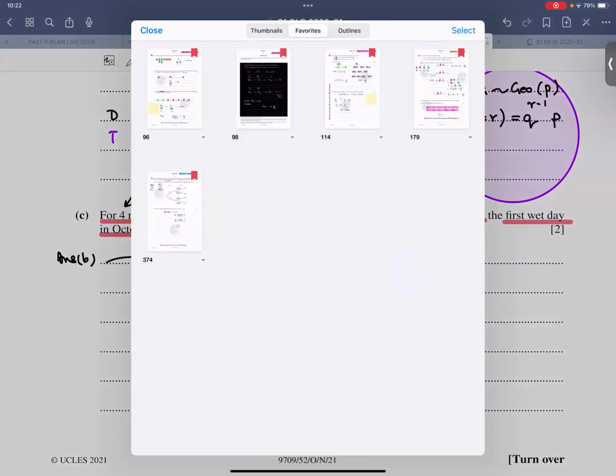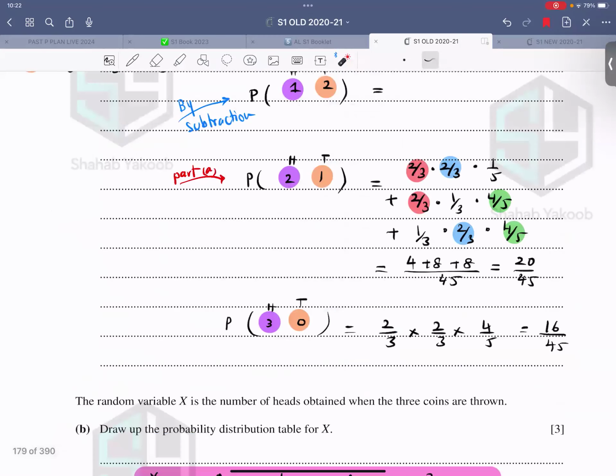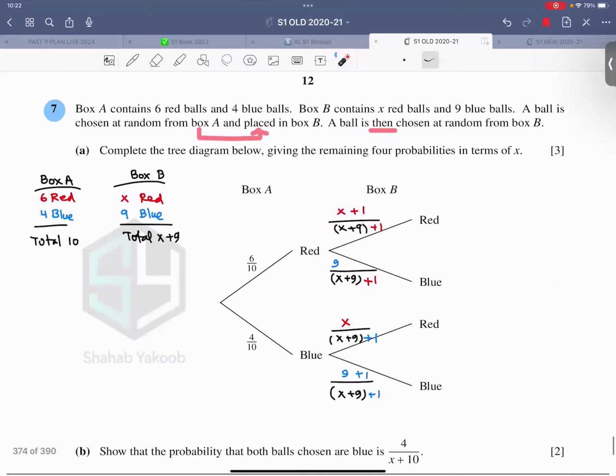Now we are left with what? So let me choose this one. And before that, let me choose this one. Now it says box A contains 6 red and 4 blue balls. Box B contains X red and 9 blue balls. 6 plus 4, 10. X plus 9.